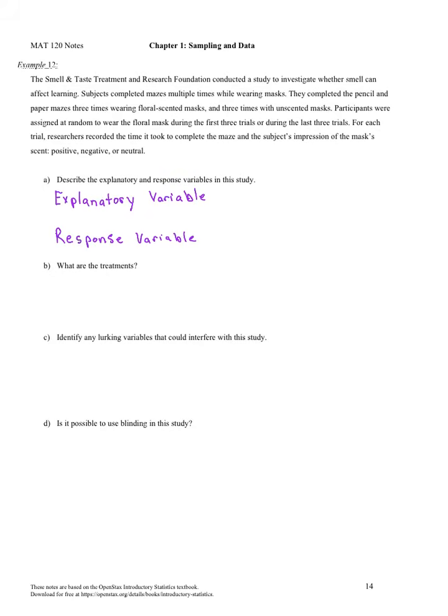In part A, we're asked for the explanatory variable and the response variable. The explanatory variable is the scent, whereas the response variable is the time it takes to complete the maze. For the treatments, we have a floral scented mask and we have an unscented mask.